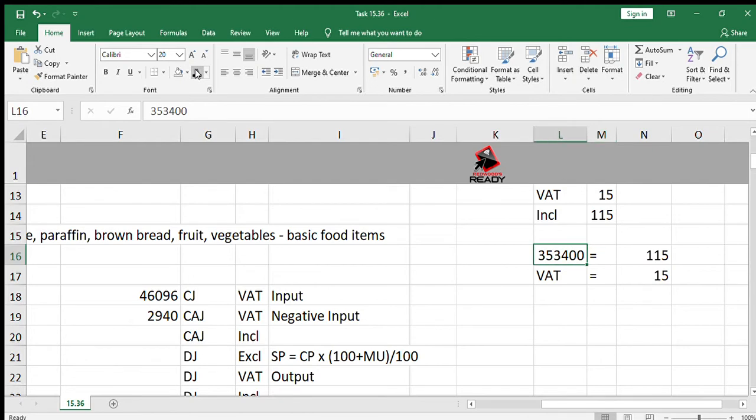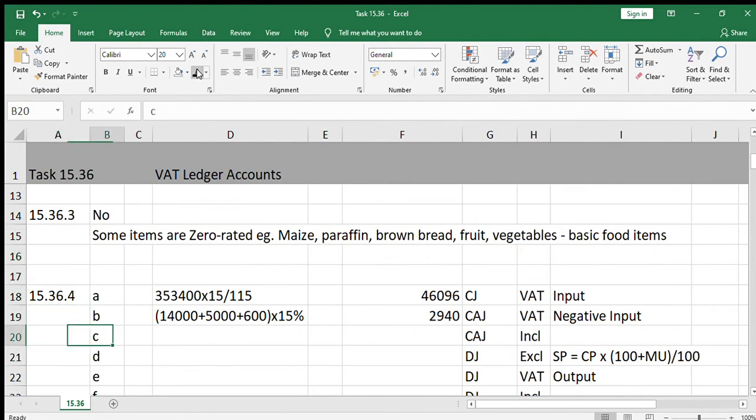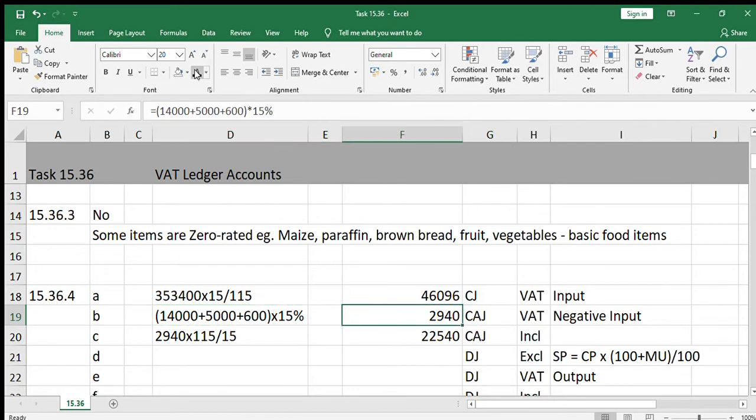2940 is equal to the VAT itself. So it's equal to 15. This time, we are looking for the amount which includes VAT, because I told you, creditors control must always include VAT. So we're looking for 115. So you'll say 2940 times 115 divided by 15 to get your answer. Okay, 2940 times 115 over 15. And that gives us an answer of 22,540. Even if you add it up, 14,000 plus 5,000 plus 600 plus 2940, you would have got the same answer. So you could do that as well, right?